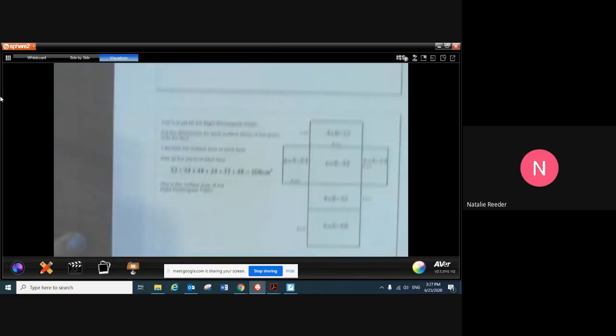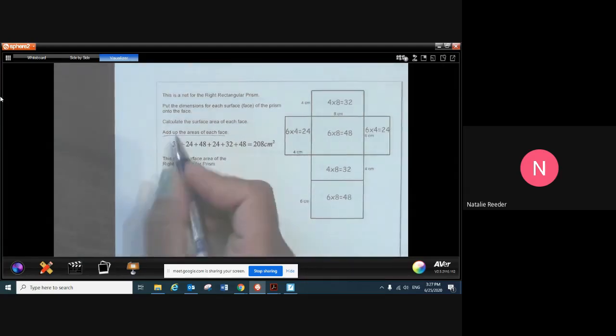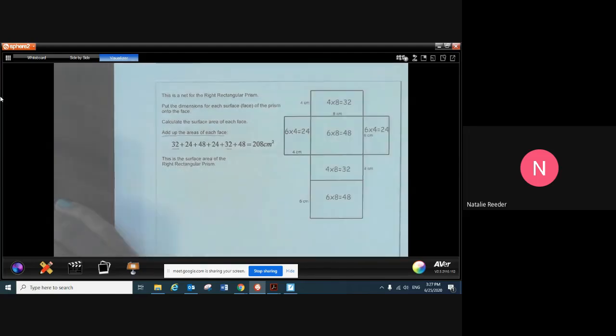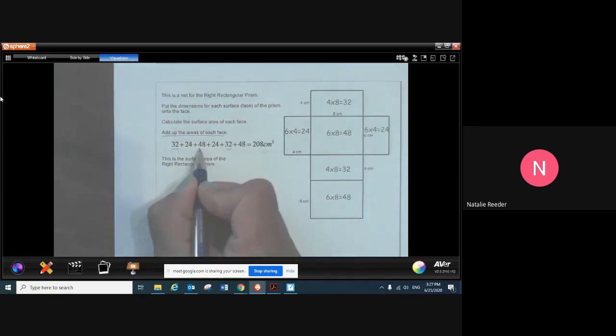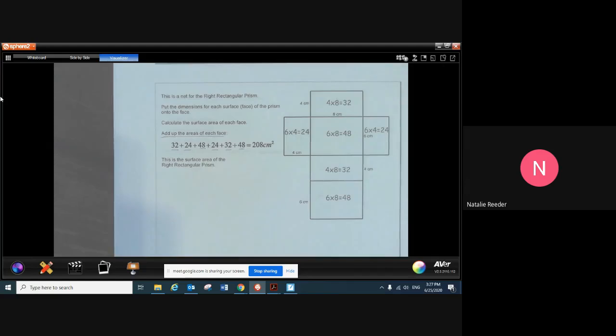Now, basically, to find our surface area, we just have to add all those together. So here it says, add up the areas of each face. Well, you can see that we have two that are 32. Those were my A's, my side A's. Two that are 48, which were my side B's. And two that are 24, which are my side C's. We add all that together, and we see that the surface area is 208 centimeters squared.